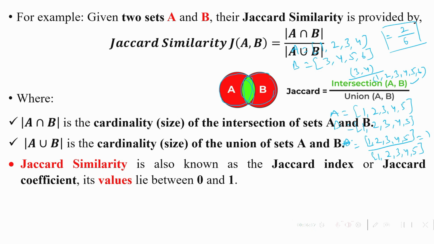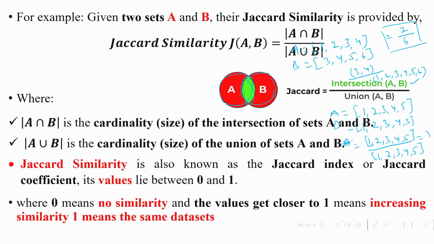The Jaccard similarity is also known as the Jaccard index or Jaccard coefficient. Its value lies between 0 and 1, where 0 means no similarity and values closer to 1 mean increasing similarity. 1 means both are the same sets. So we are going to have different values for the Jaccard similarity. The value equal to 0 means there is no similarity between set A and set B. If it is closer to 1, then there is more similarity. The value equal to 1 means both are the same sets.